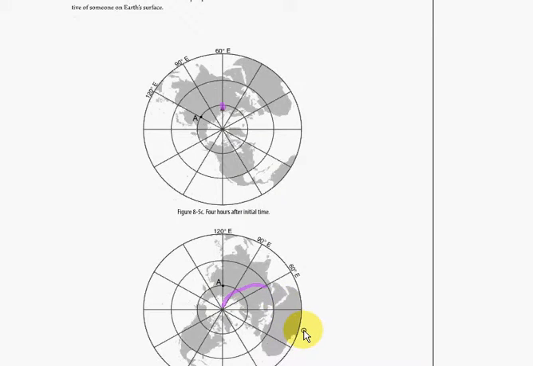Okay, the missile moved in a straight line, as they can see by comparing plot 1, plot 2, and plot 3, but the Earth turned underneath it. And so it's tracing kind of a curved path on the ground, even though the missile is in fact moving straight.